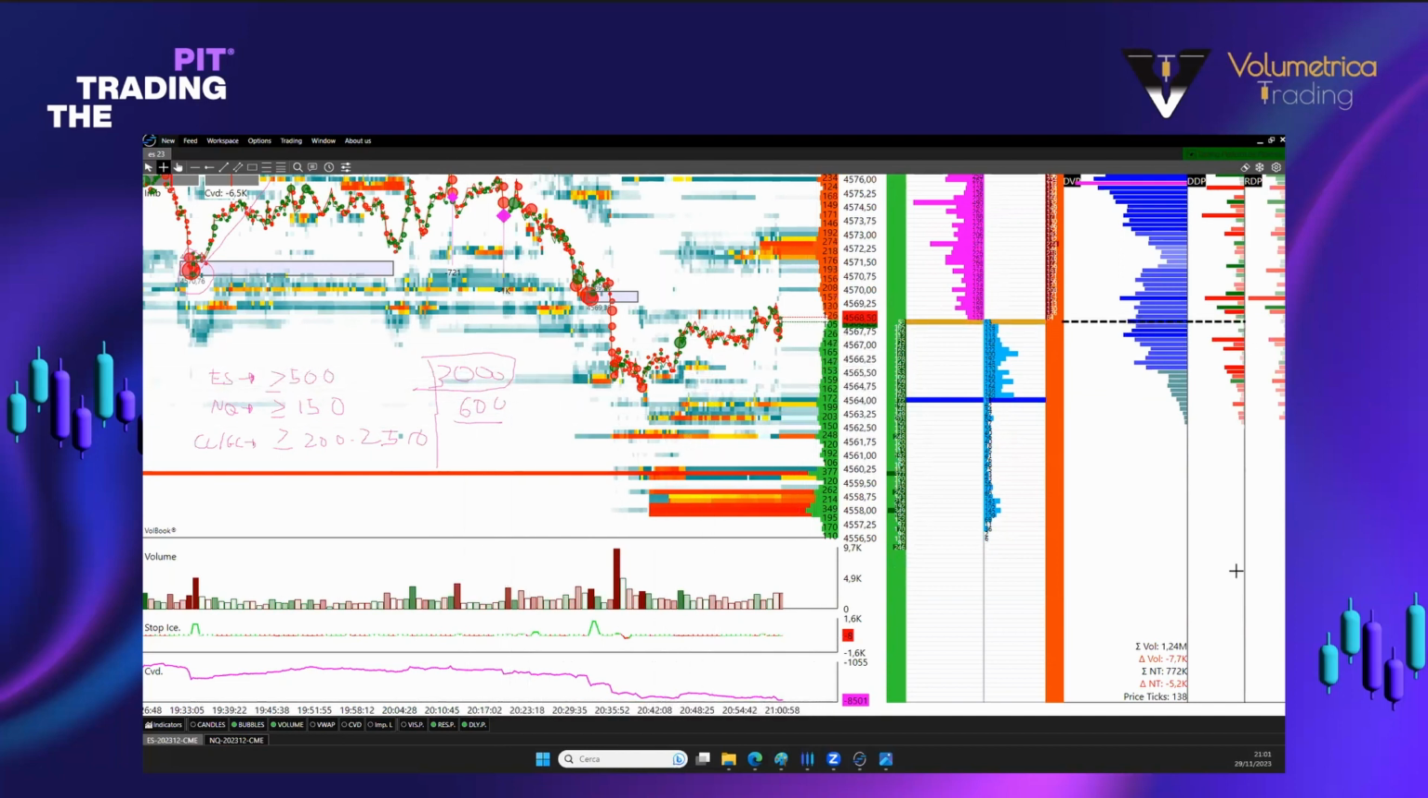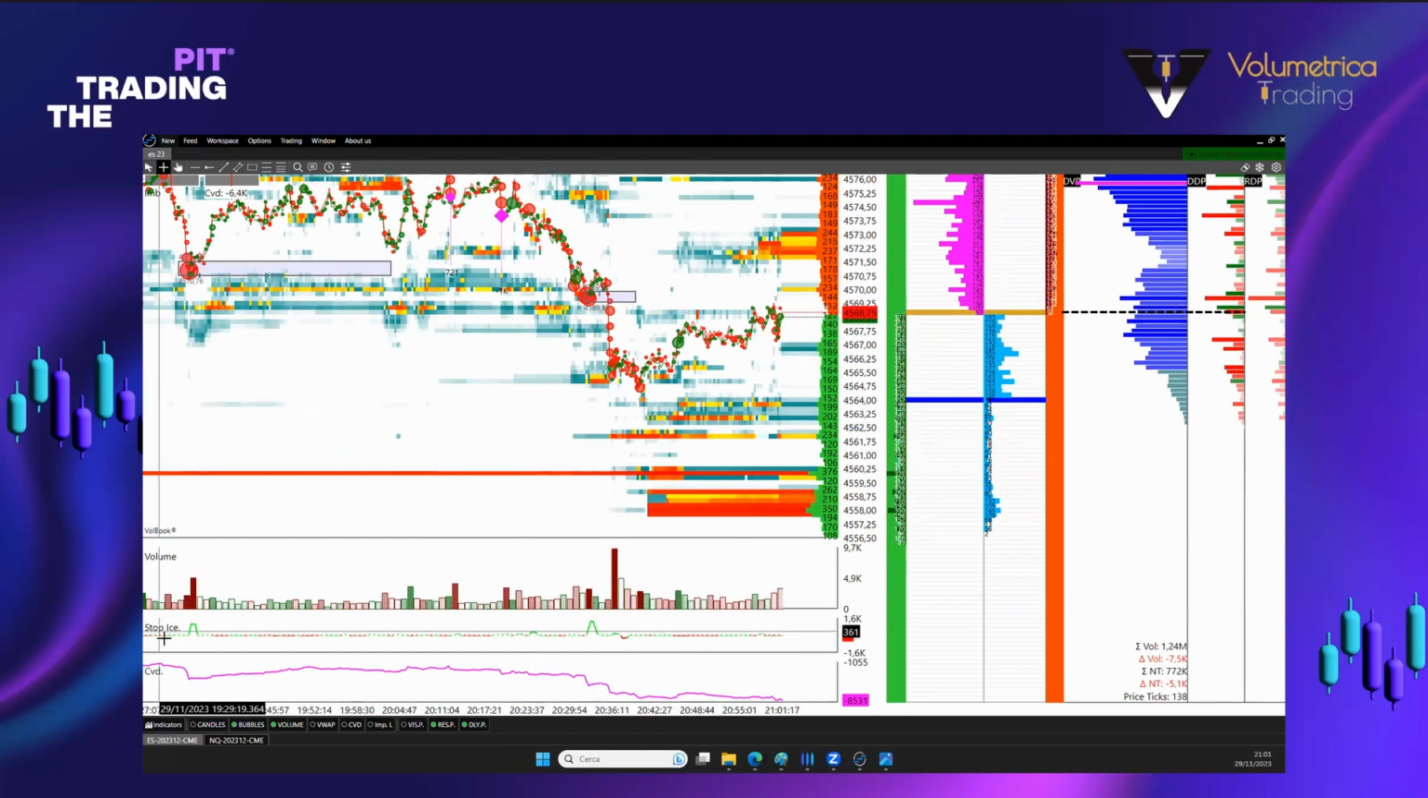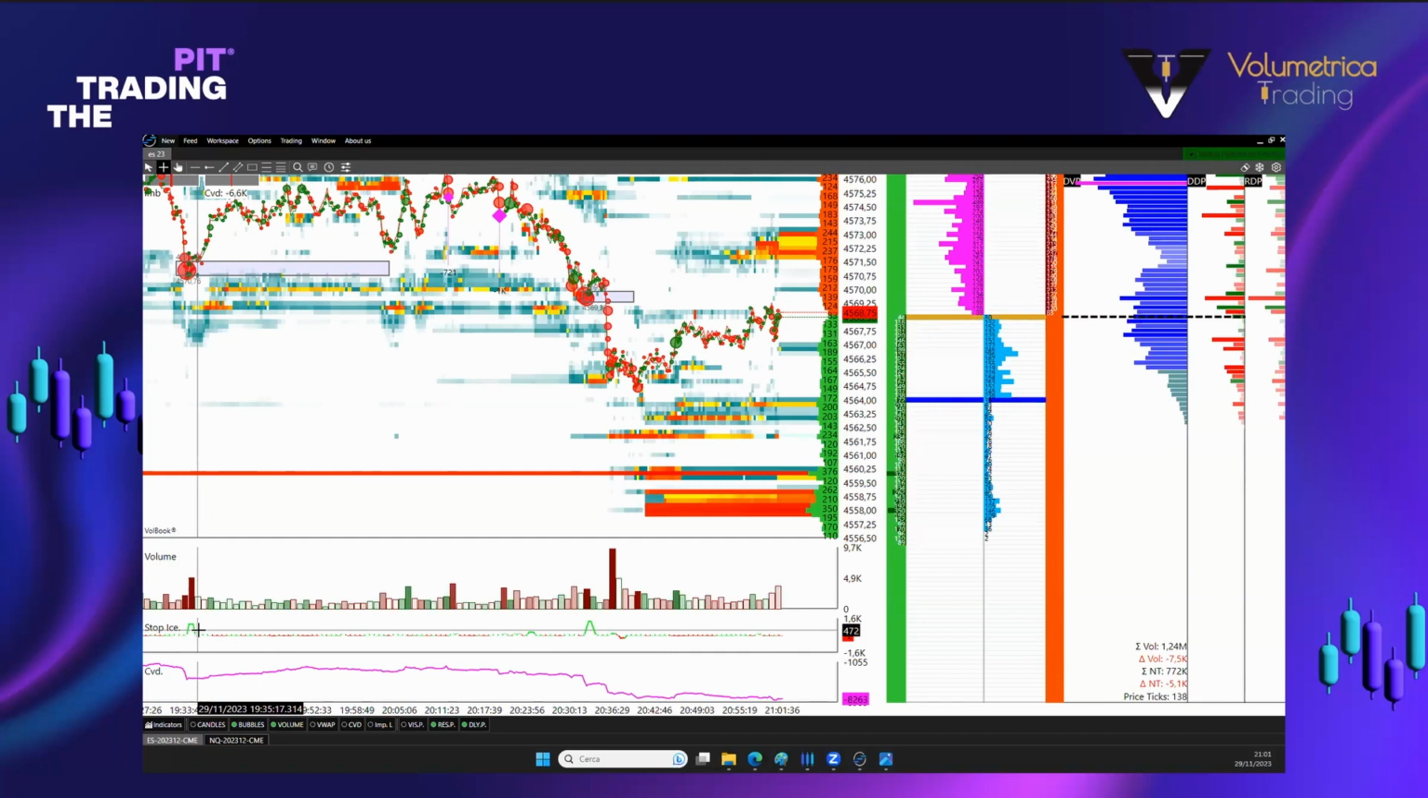Just, if it can be helpful, in order to use and to have available on the platform the stop iceberg indicator, you need to have first of all the MBO plugin enabled, which is an extra add-on if you are subscribing to the platform.